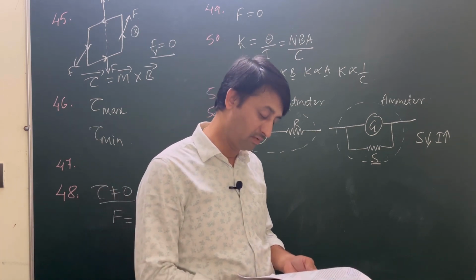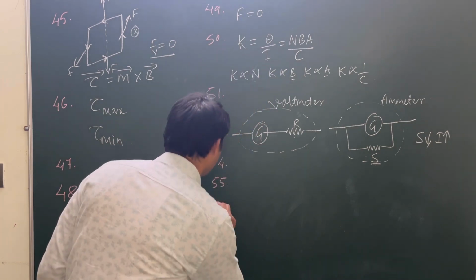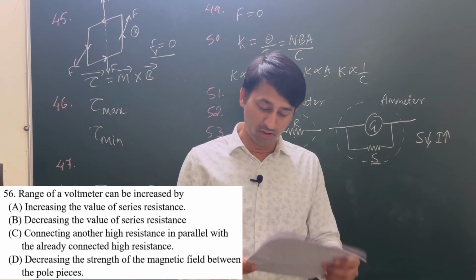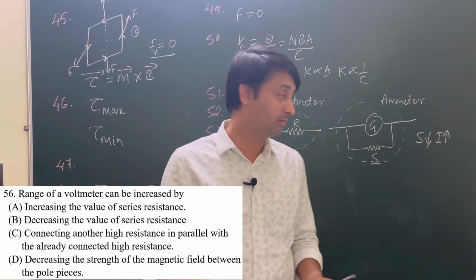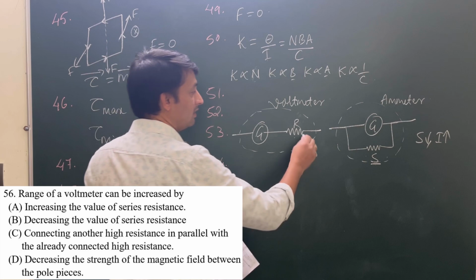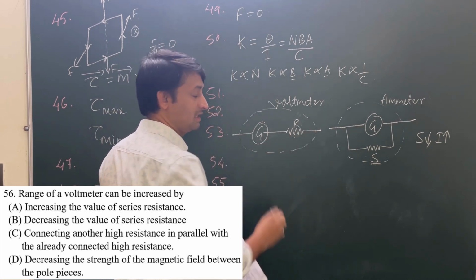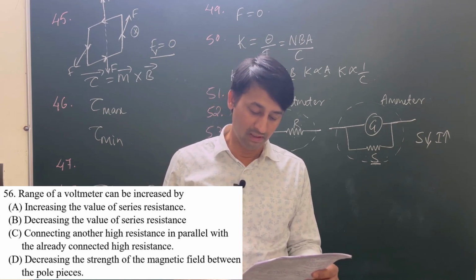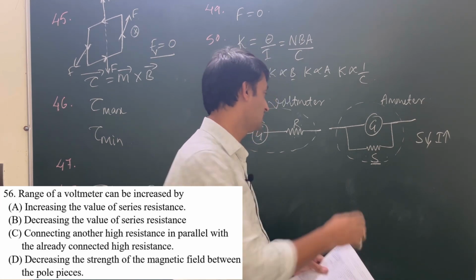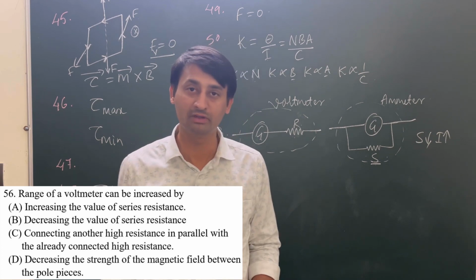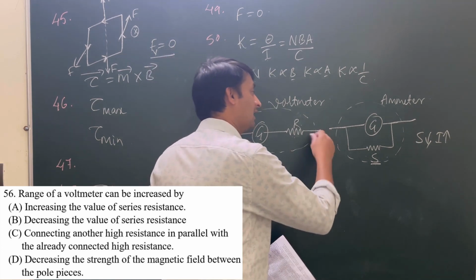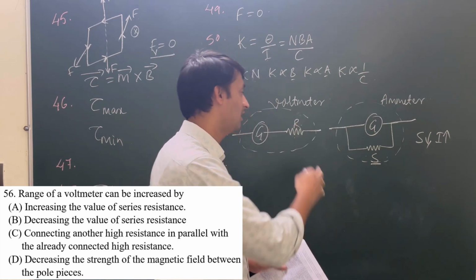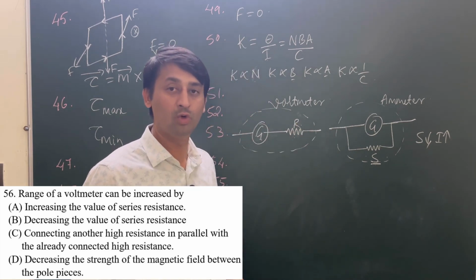Next question number 56. The range of voltmeter can be increased. To increase the voltmeter range, the resistance value which is connected in series should be increased. Increasing the value of series resistance. Or we have to connect another resistance in series. Connecting another resistance in series, we can increase the voltmeter range.